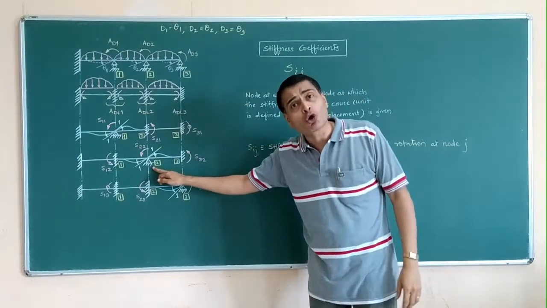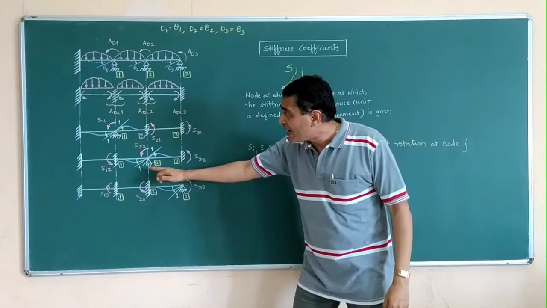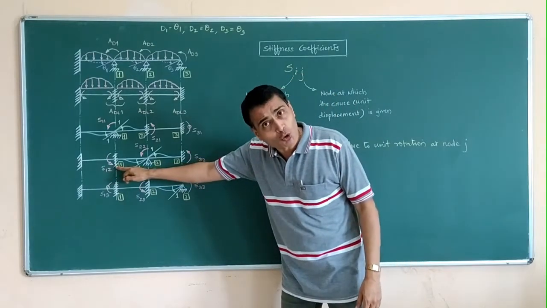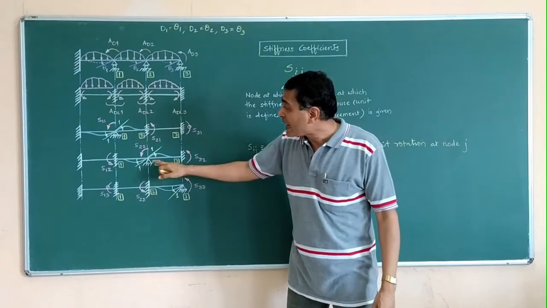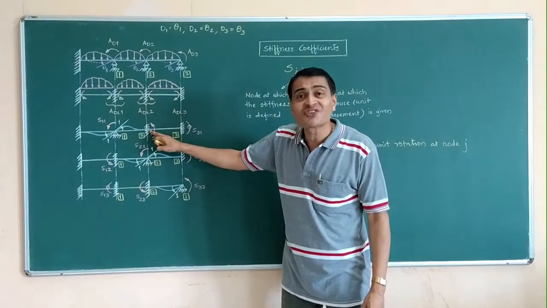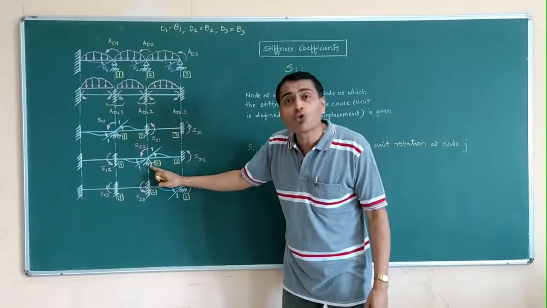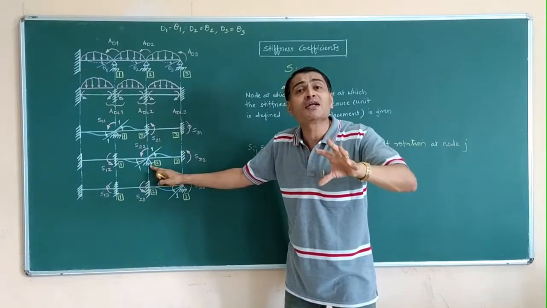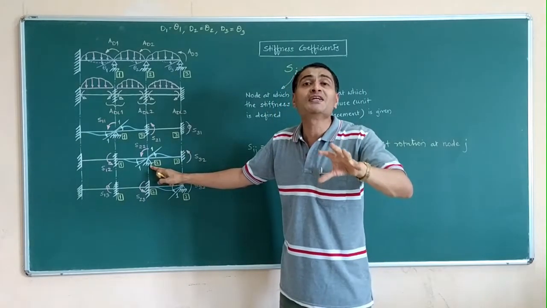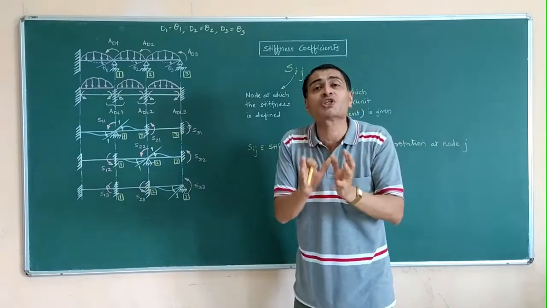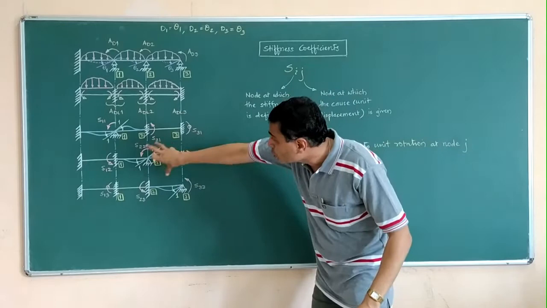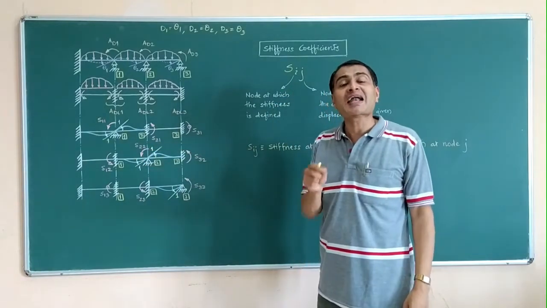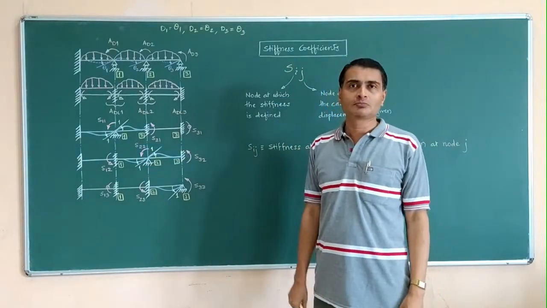Observe the next drawing. Here I have restrained node 1 also. I have kept node 3 restrained again, and at node 2 I have removed the restraint and am converting it into a hinge support, an interior hinge where the facility of rotation is temporarily provided. And I am giving unit rotation at node 2.